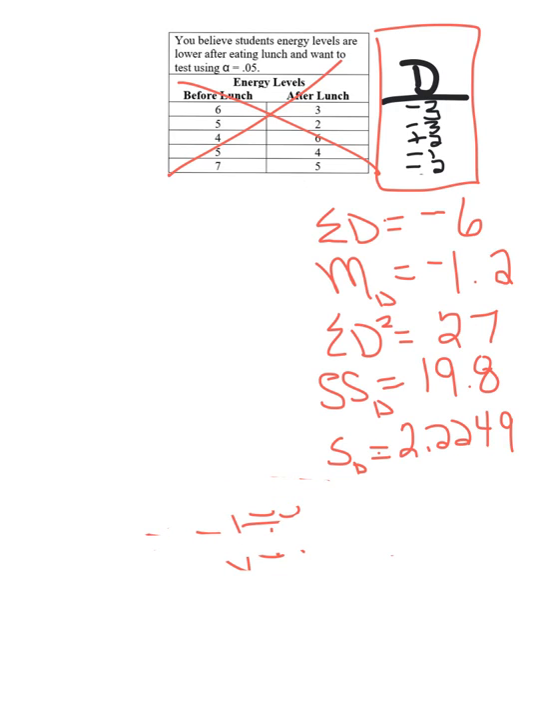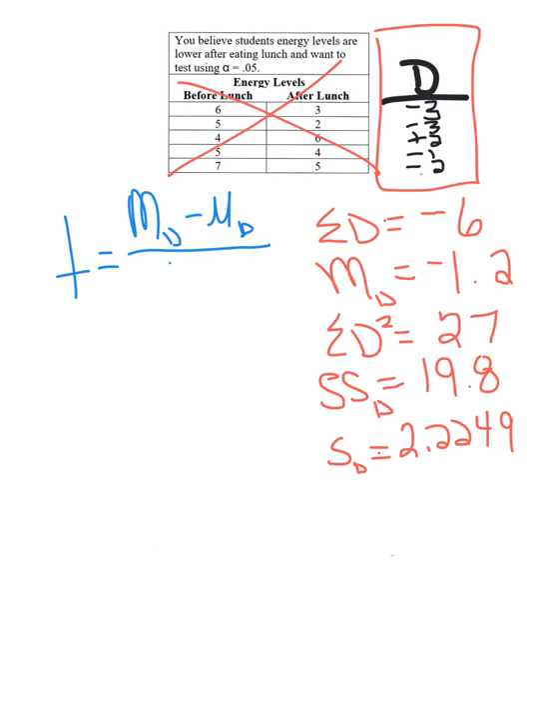Okay, ultimately, we're wanting to get our t obtained, right? So our t obtained for a related measures t-test is the mean of the differences minus our population mean of the differences based on the null, which would be 0, divided by the estimated standard error of the mean differences. Okay? So the estimated standard error is calculated the same way as before. We're just using the differences.